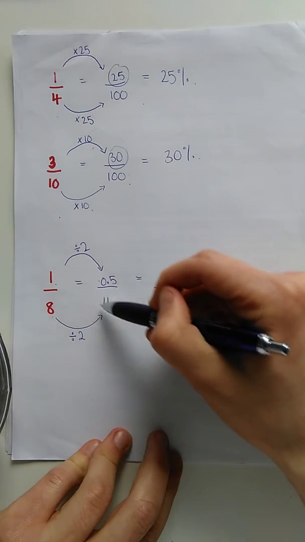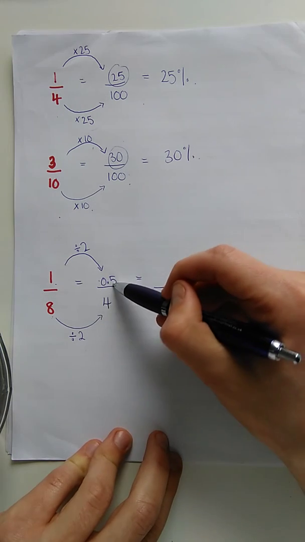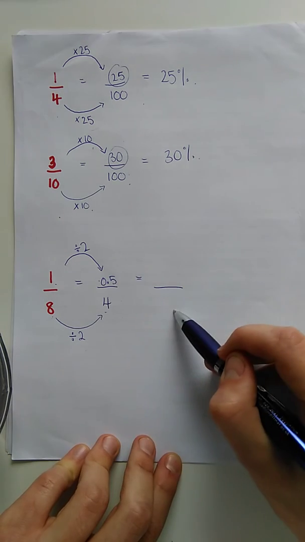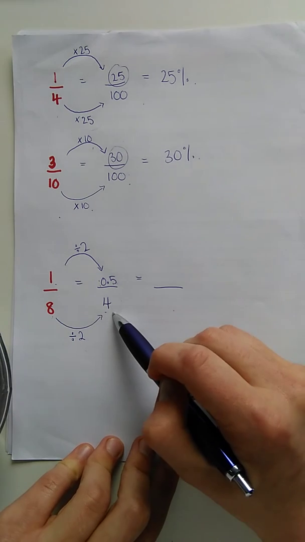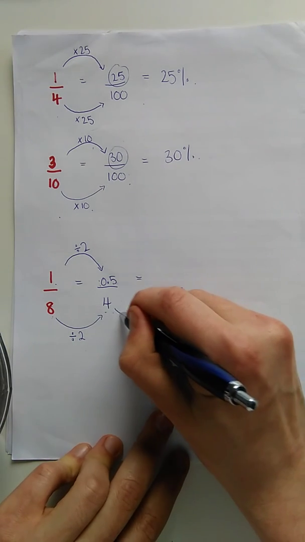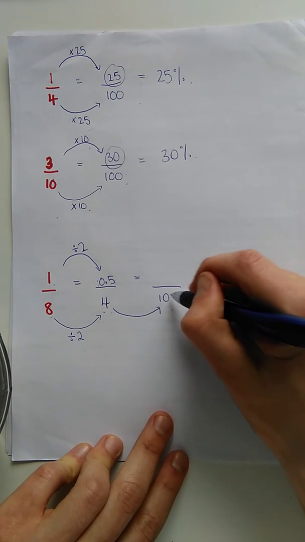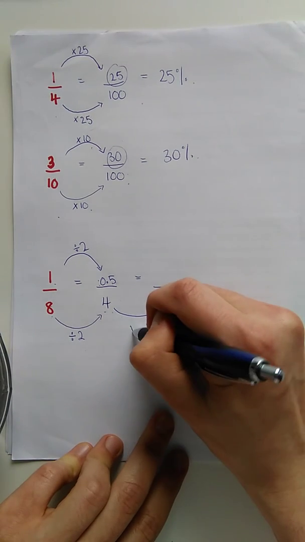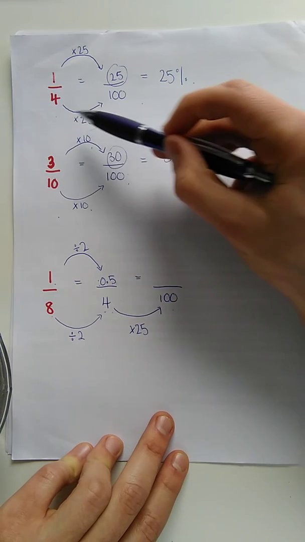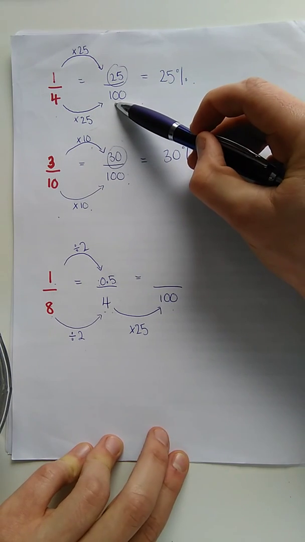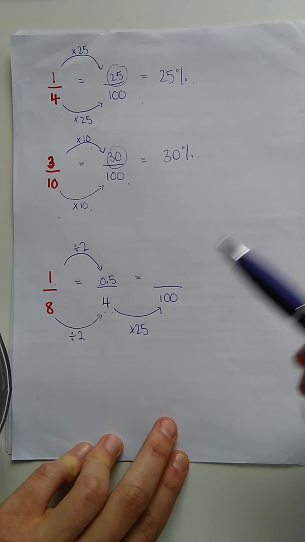Okay, now we don't really like to see fractions in this form with a decimal, but it's going to help me get to 100. So now that I know I have 0.5 over 4, I can turn this into something over 100 by multiplying by 25, as in example 1. 4 multiplied by 25 is 100.